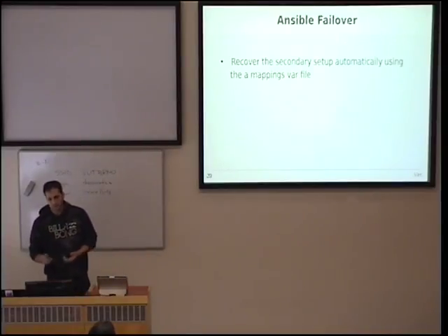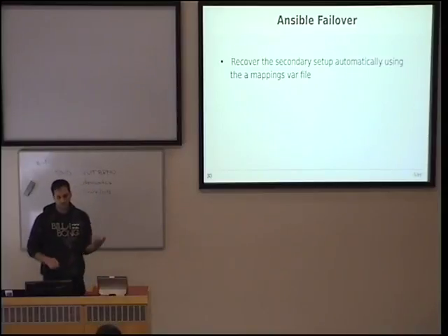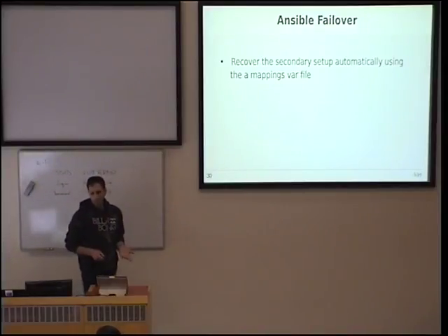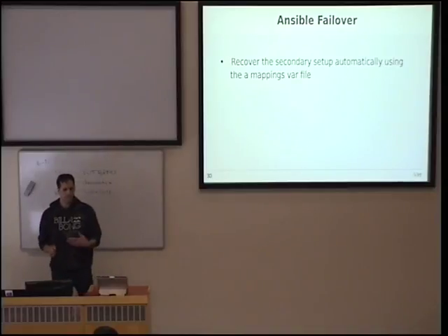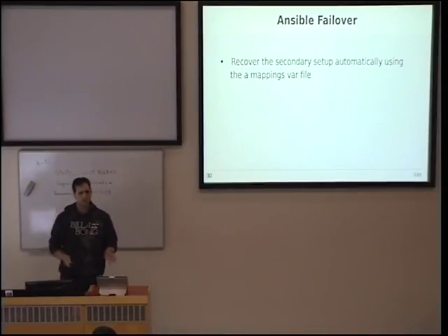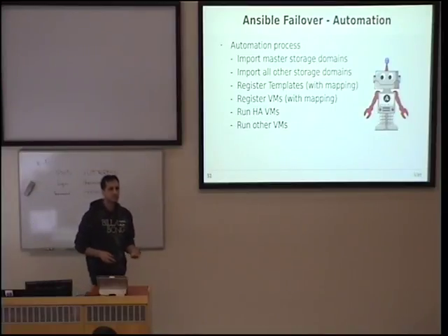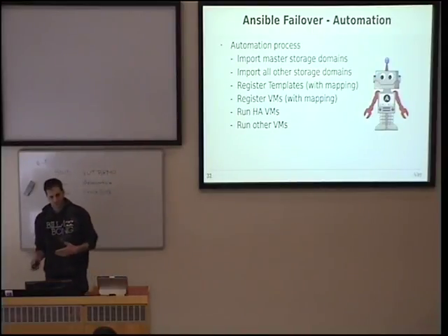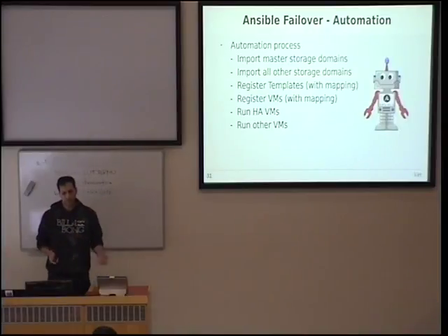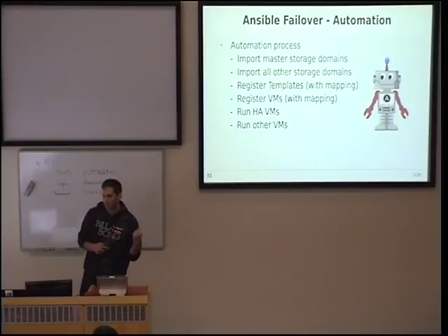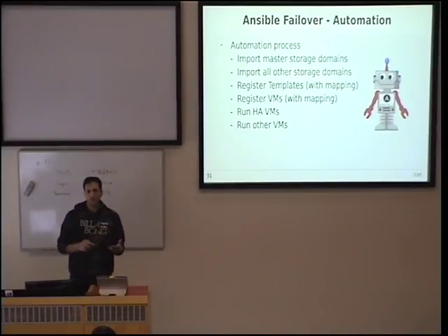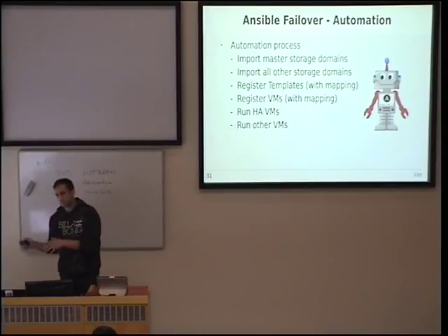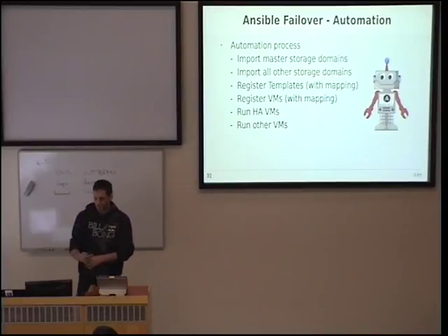So what happens now when there is a problem and there is a disaster and we want to fail over really quick? As part of the oVirt Ansible disaster recovery, we have a role which is called the failover. Basically, it recovers the secondary setup automatically using the mapping var file. What automation is basically doing is that it first imports the master storage domains of all the data centers. Then it imports all the other storage domains. It registers the templates with the mapping which we pre-configured before, registers the VMs, and runs first the highly available VMs, because probably your secondary site might not have the same compute resources as the primary site.